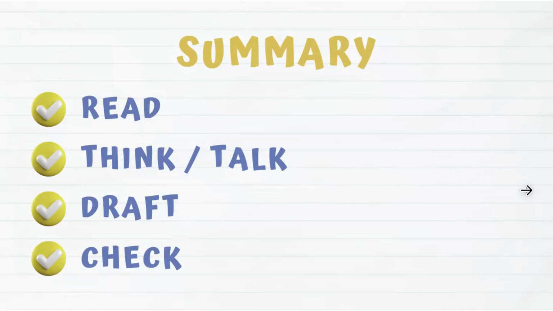When we summarize, we first read the given article. Then we need to reflect. We think or talk about the main ideas of the article. Then we write a draft of our summary without actually looking at the article to ensure that we are creating our summary in our own words. Then we are checking our summary against the original article.